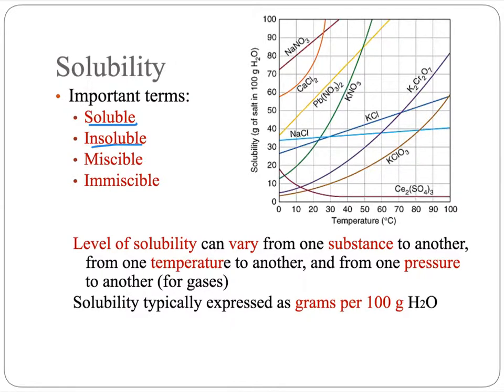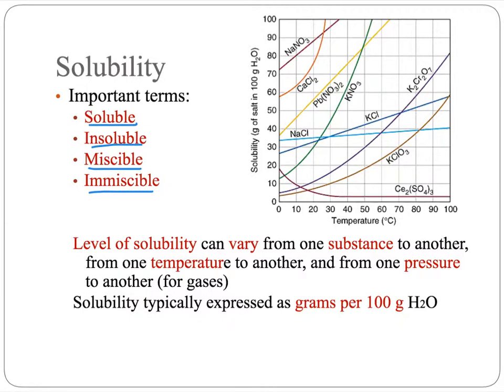But if we're talking about two liquids and if they will dissolve in each other or not, we can also use the words miscible or immiscible. So miscible liquids are two liquids that will dissolve in each other, and two immiscible liquids are things like water and vegetable oil, which will not dissolve into each other.